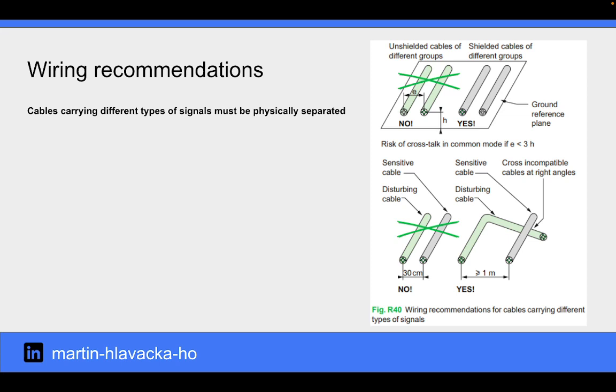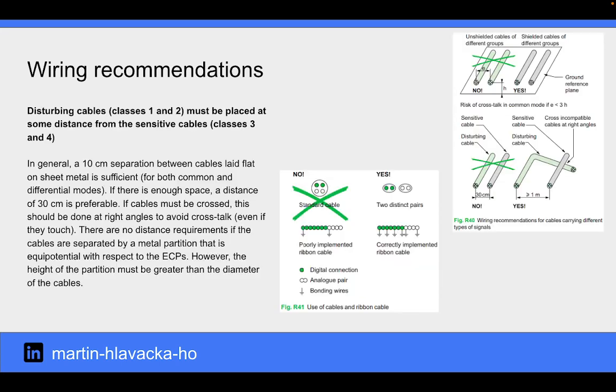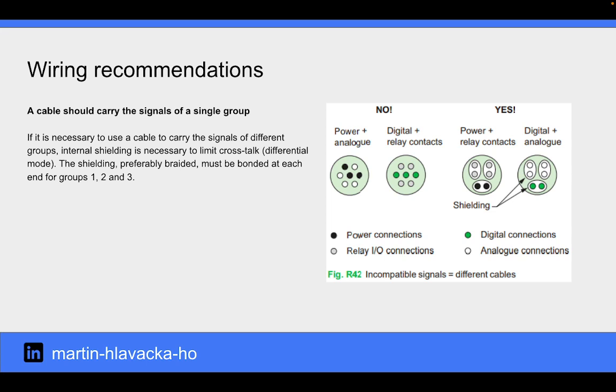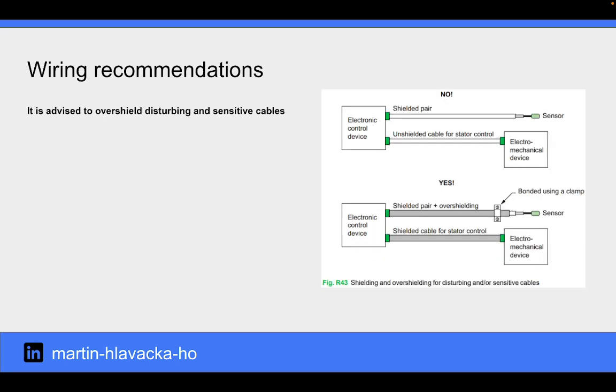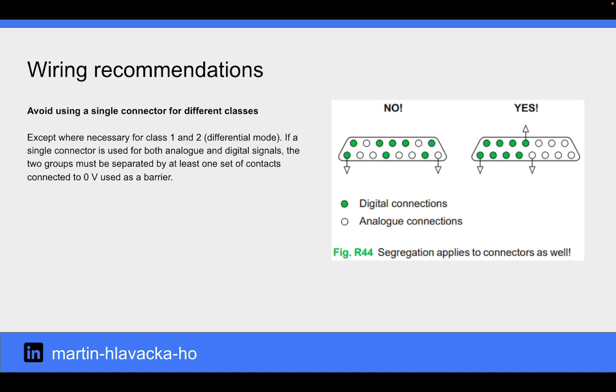Cables carrying different types of signals must be physically separate. Disturbing cables must be placed at some distance from the sensitive cables. A cable should carry the signals of a single class. It is advised to overshield disturbing and sensitive cables. Avoid using a single connector for different classes.